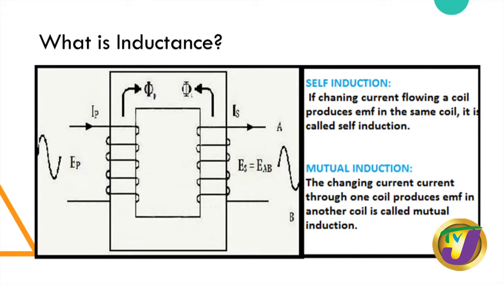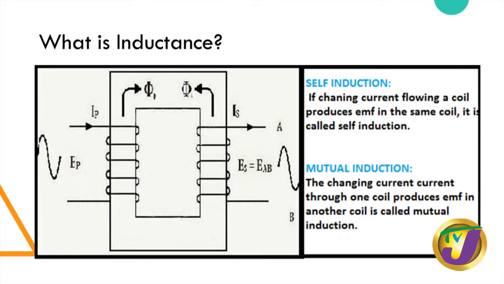I'm just going to read what we have here. Now, if changing current flowing through a coil produces an EMF or an electromotive force in the same coil, it is called self-induction. And just to clarify what that is saying, that principle is based upon current flowing through a coil generating what we call a magnetic field. Once this magnetic field cuts across the conducting wires, it will induce a voltage within the coil, and that is known as self-induction.